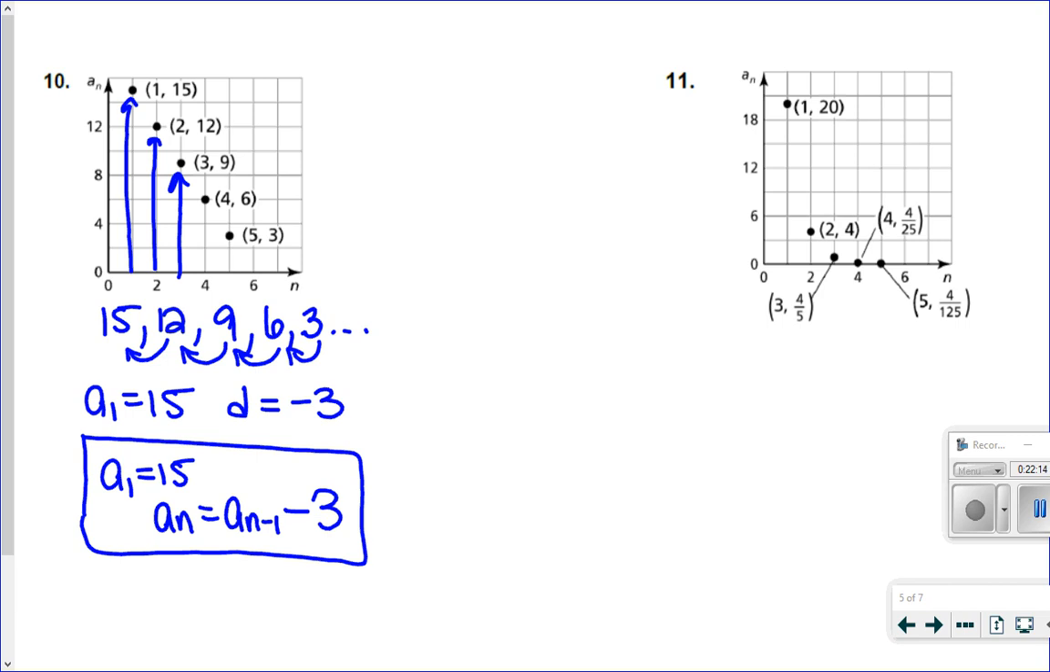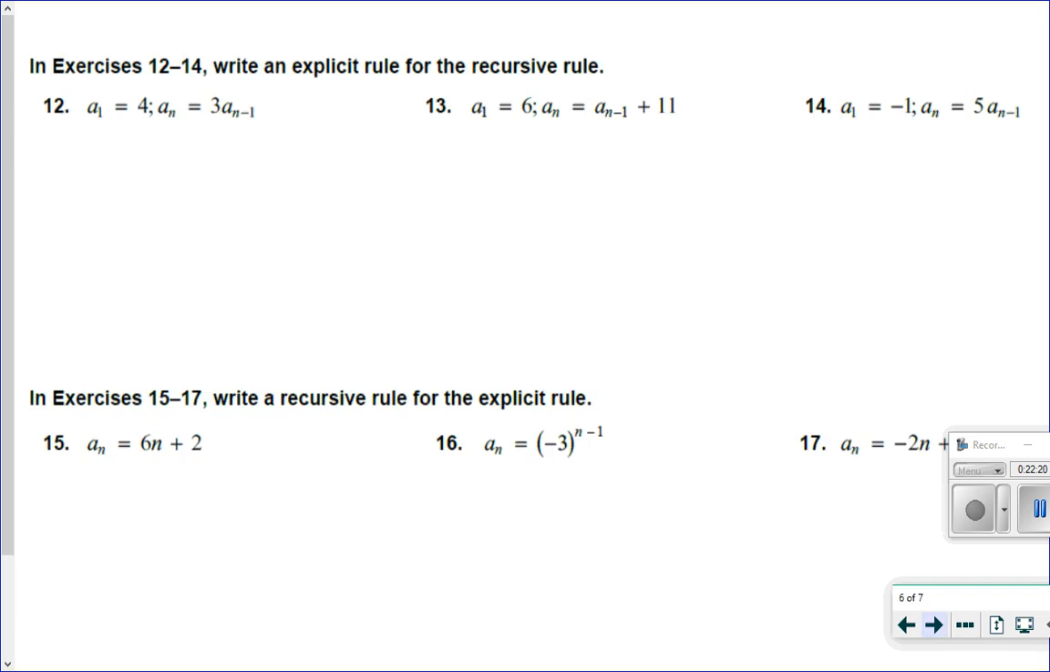All right, so if we feel good about those, then let's finish out with probably what's a little bit more complex here, which is swapping back and forth between explicit and recursive. This might be the one place where you might have to be a little bit more awake. So on 18 through 14, we want to write an explicit rule for the recursive.